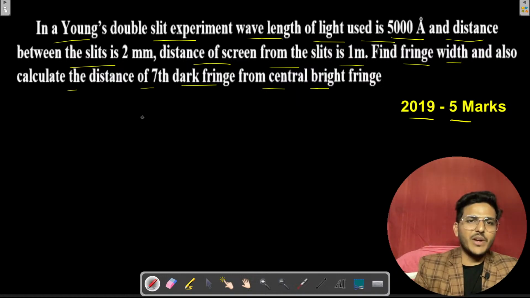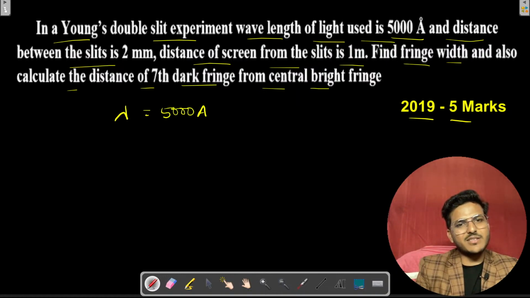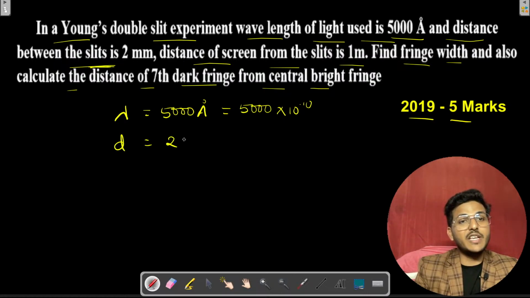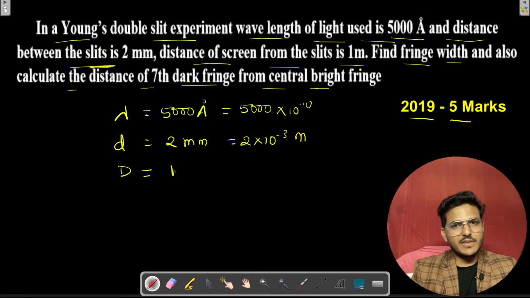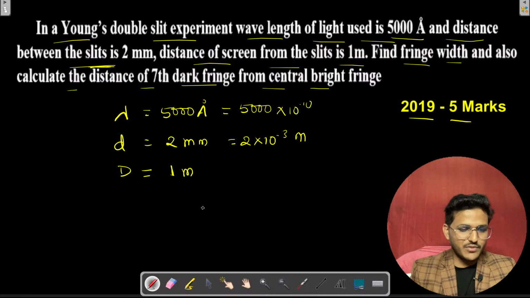See, wavelength lambda equals 5000 angstrom. What is the value of angstrom? That is 10 to the power minus 10 meter. And this is the distance between two slits, d, which equals 2 mm. Now convert it into 10 to the power minus 3 meter. Now the screen distance, this is the value of capital D, is 1 meter.